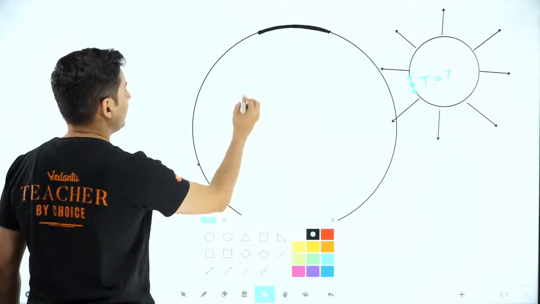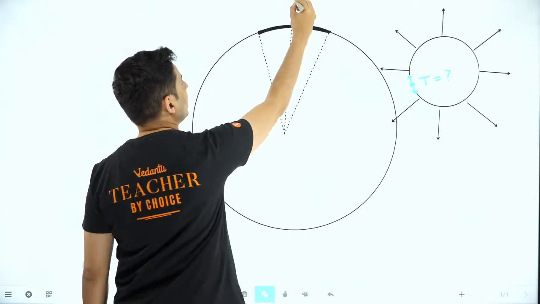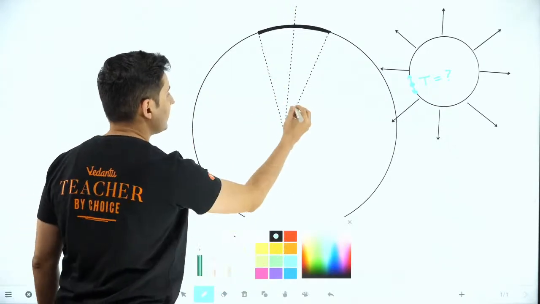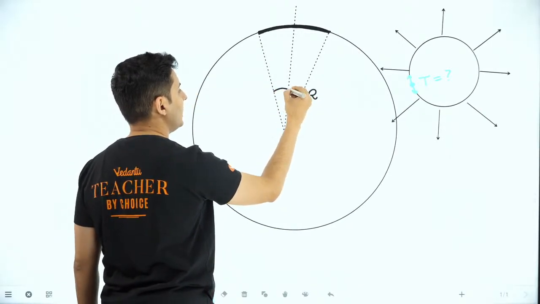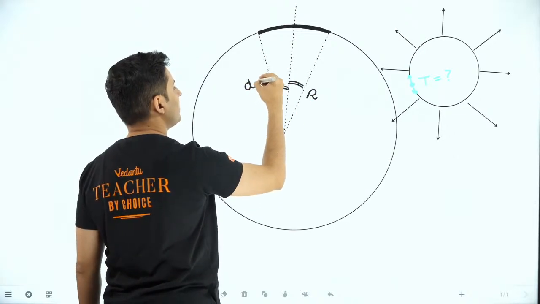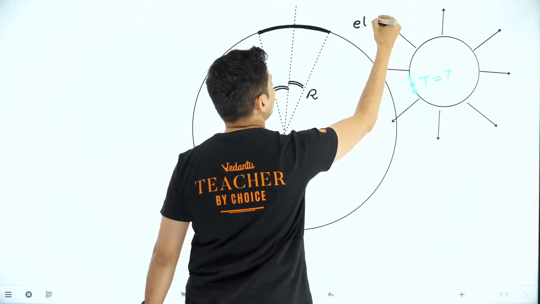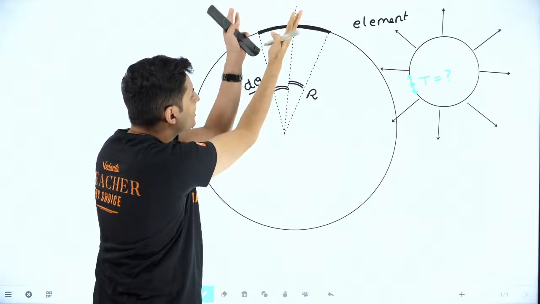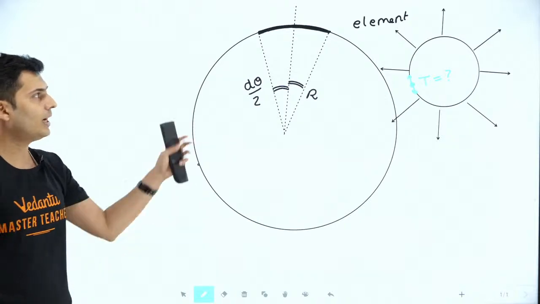Now let's say that small element subtends some small angle over there. So let's say this is radius r. There is a small angle which is subtended. Let's say each of them is d theta by 2, because remember this was a small element. I've just taken a very small element of the thread, it subtends a very small angle, and that angle is d theta.